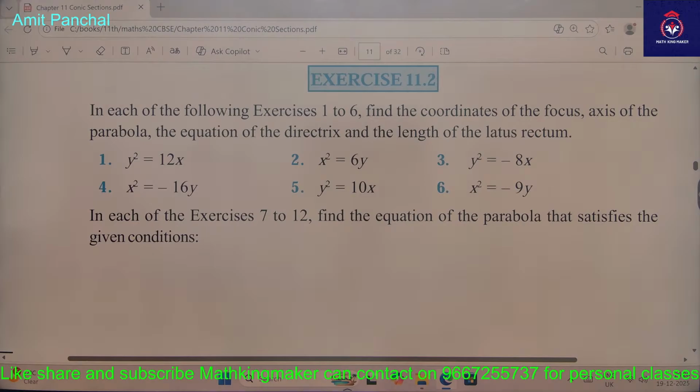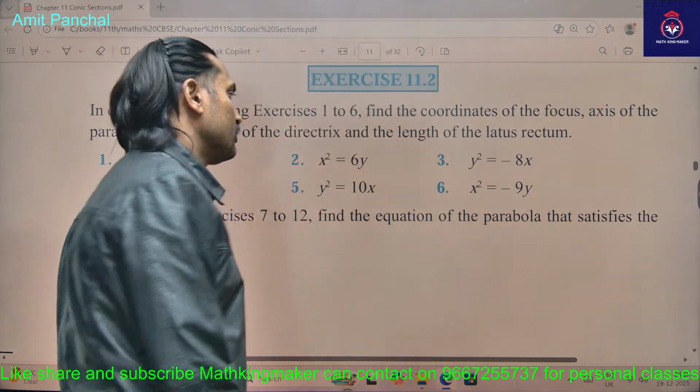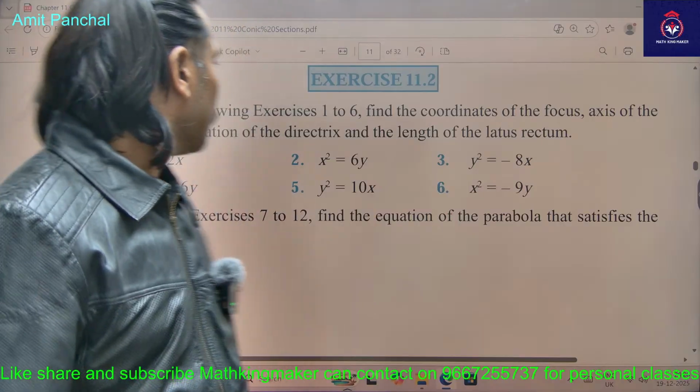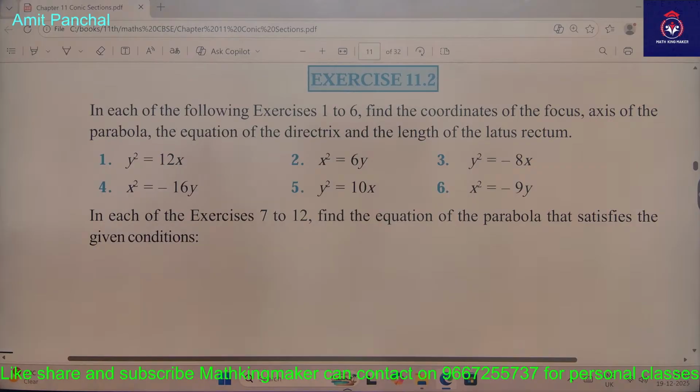Wait, I should do only the sixth one? Or you do one thing, just do sixth and fifth, 5 and 6, do both. Okay, sir. Yes, sir. y square equals 10x.